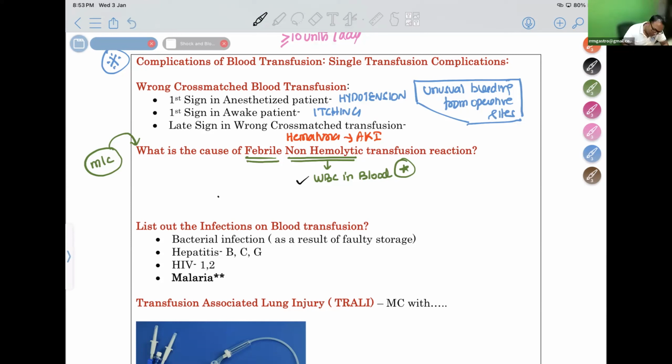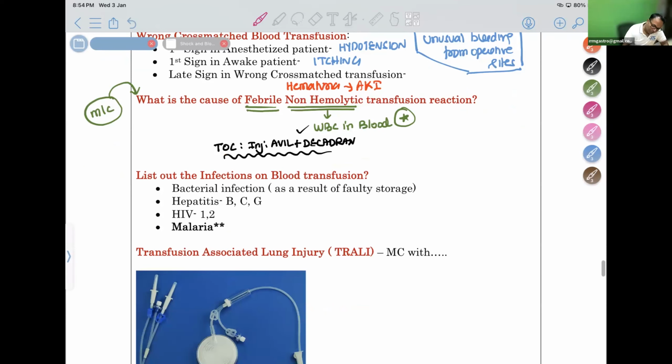And how to treat this? The treatment of choice for these patients, what we usually do, is we give Avil and Decadron. This is what we do in our hospitals. For these types of cases, nothing to worry, just give Avil and Decadron, and we can continue the transfusion. To avoid this type of complication, they are now using a filter shown here.